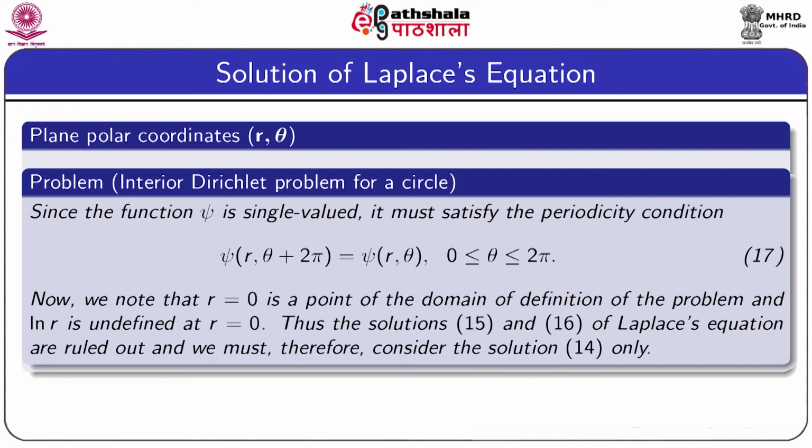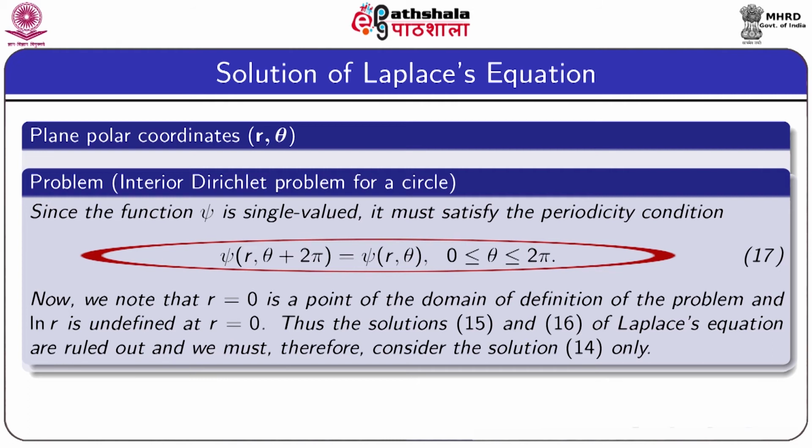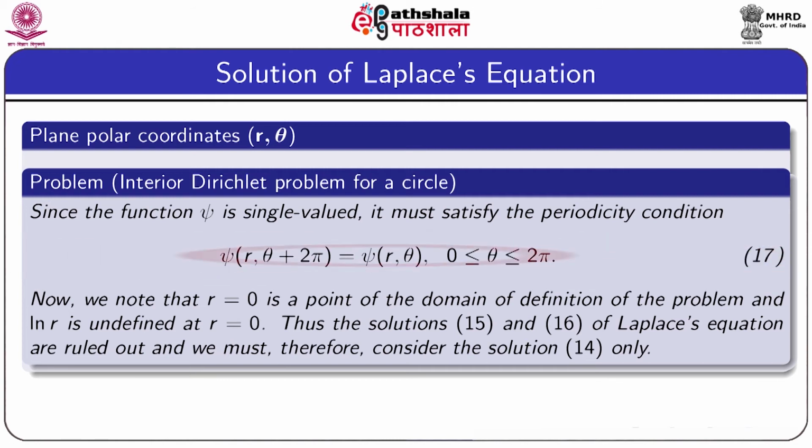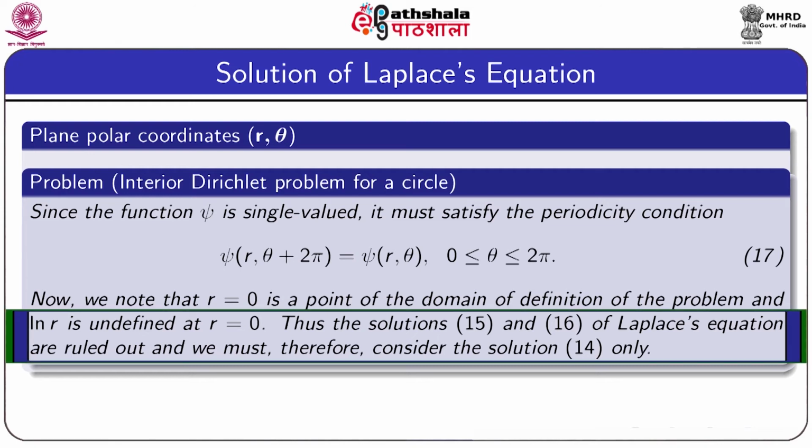Since psi is a single valued function, it will satisfy the periodicity condition. That means psi(r, theta plus 2 pi) must be equal to psi(r, theta) for 0 less than or equal to theta less than or equal to 2 pi. Now we note that r equals 0 is a point of the domain of definition of the problem, and we know that log is undefined at r equals 0.